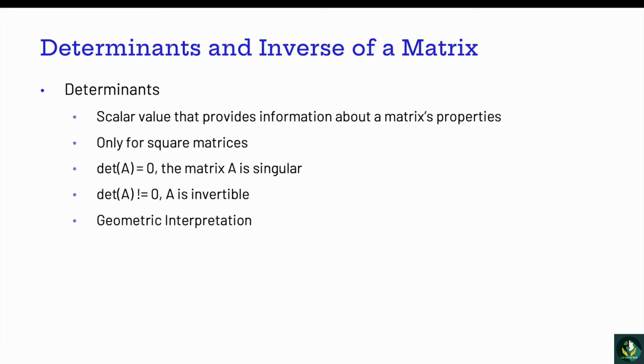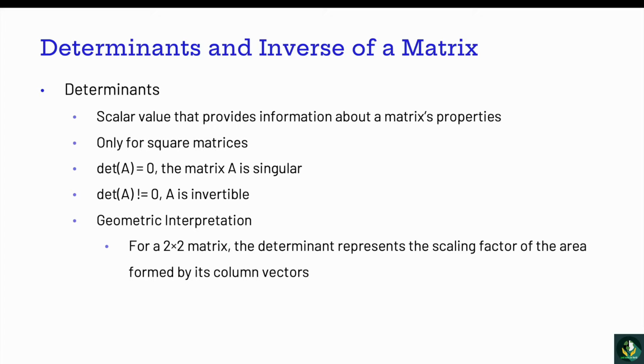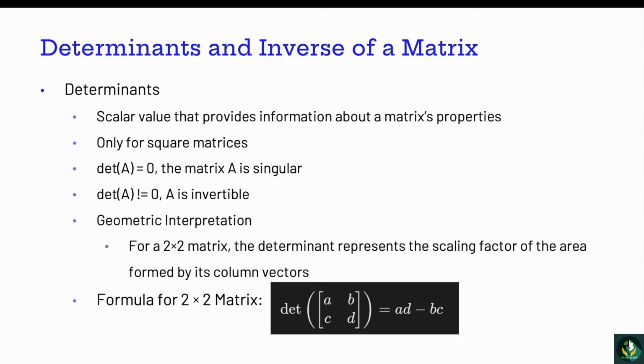Let's look at the geometric interpretation for that. For a 2 by 2 matrix, the determinant represents the scaling factor of the area formed by its column vectors. So the formula for a 2 by 2 matrix A, B, C, D is: the determinant equals A times D minus B times C. That gives you the determinant of a 2 by 2 matrix.